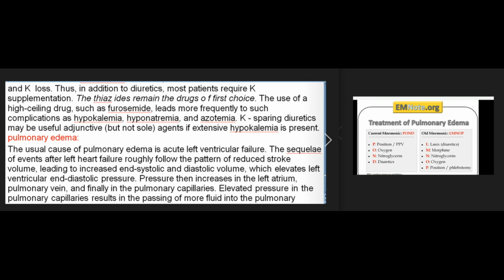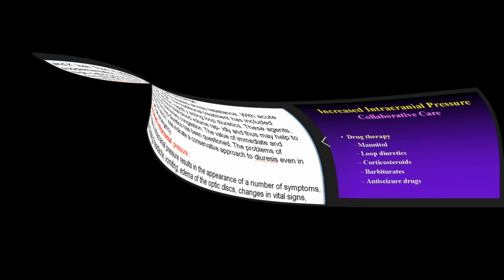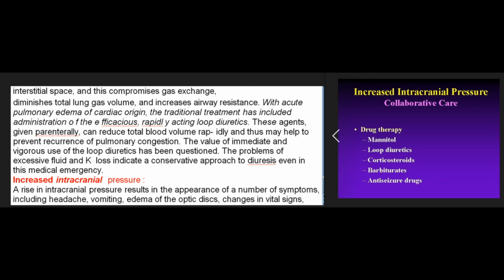Pulmonary edema. The usual cause of pulmonary edema is acute left ventricular failure. The sequelae of events after left heart failure roughly follow the pattern of reduced stroke volume, leading to increased end-systolic and diastolic volume, which elevates left ventricular end-diastolic pressure. Pressure then increases in the left atrium, pulmonary vein, and finally in the pulmonary capillaries. Elevated pressure in the pulmonary capillaries results in the passing of more fluid into the pulmonary interstitial space, and this compromises gas exchange, diminishes total lung gas volume, and increases airway resistance.